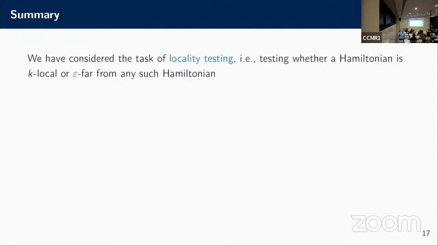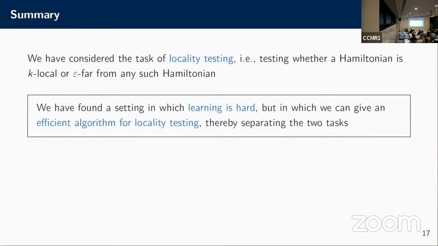Good, that's it. The summary was that we talked about locality testing. We want to know whether a Hamiltonian is k-local or epsilon far from it. And we found a setting in which learning is hard, but for testing, we can actually give an efficient algorithm. If you want to know more about this, look at this paper. Thanks.